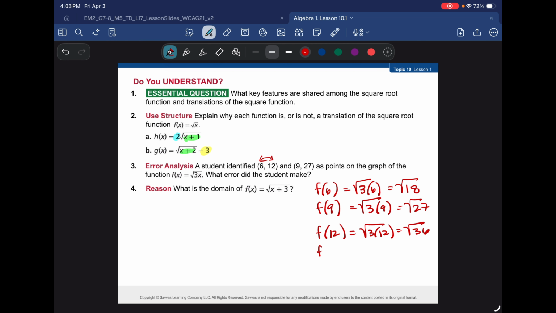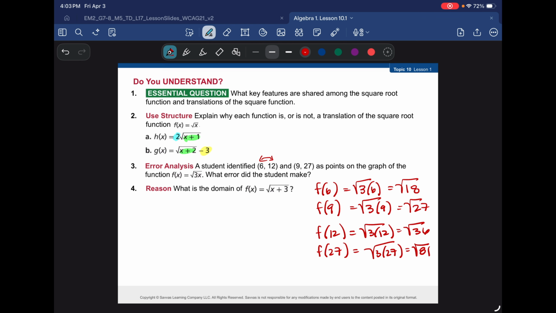And if I evaluated f of 27, anticipating that the student mistook 27 for the input instead of the output, and we substitute that in, the square root of 3 times 27, well, what is 3 times 27? It is 81, and the square root of 81 would give us 9. So this student just switched the x and y values in the coordinates.